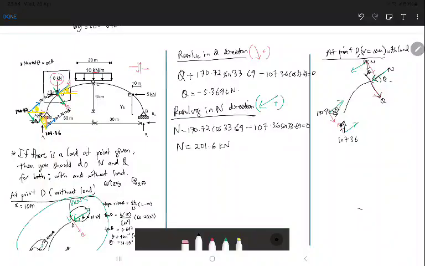Alright, and then resolve in Q direction, in this direction positive, which is actually similar with this equation, but including this 8 kilonewton.